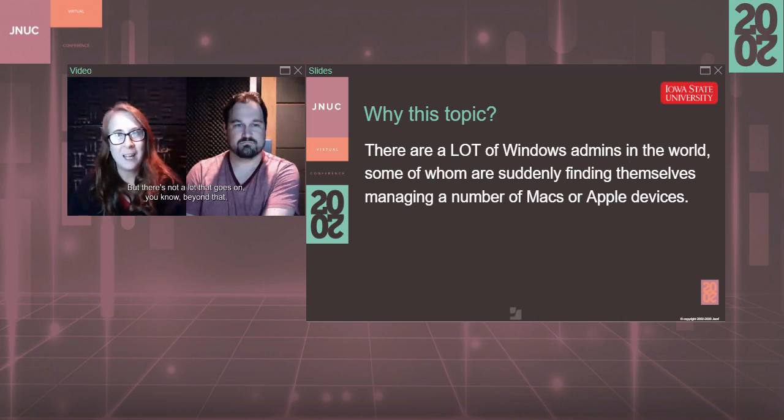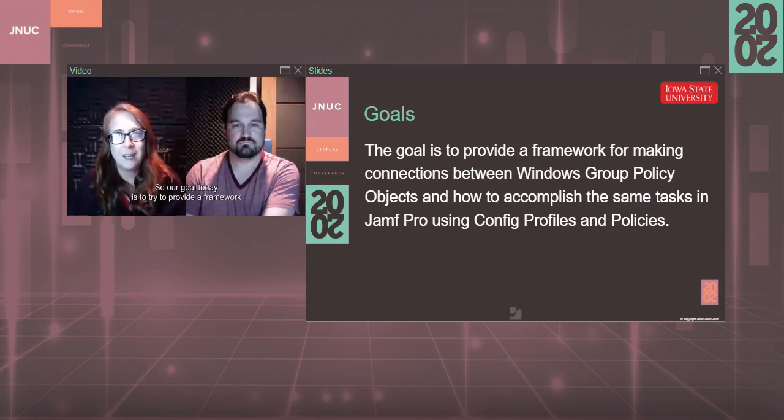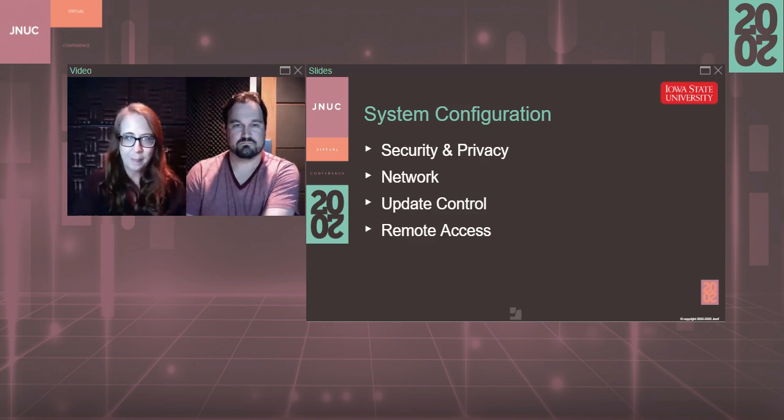But there's not a lot that goes beyond that, not really getting into how to transition. What do things look like? How do things correlate in Jamf to what they're used to with Windows GPOs? So our goal today is to try to provide a framework for making those connections between Windows group policy objects and how to accomplish the same tasks in Jamf using config profiles and policies.